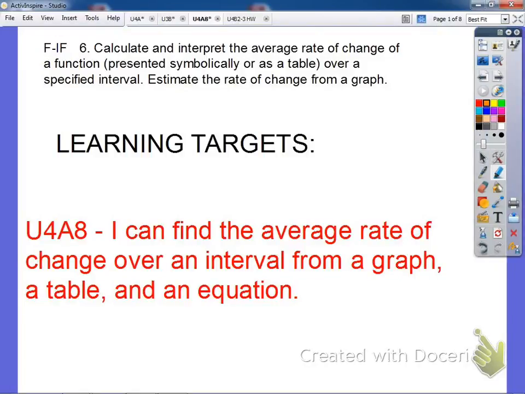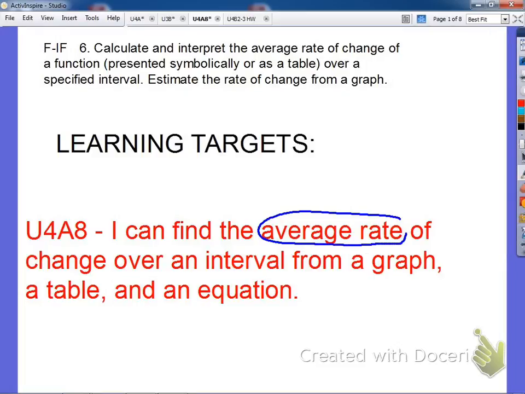Okay, so ladies and gentlemen, in this lesson, this is going to be part 2 for finding the average rate of change. Rate of change over an interval from a table, from a graph, and from an equation. This is part 2.